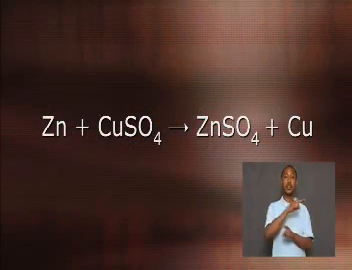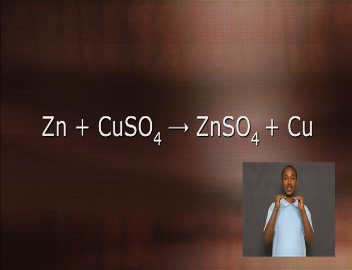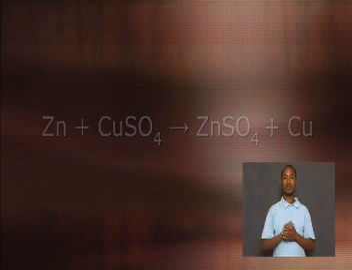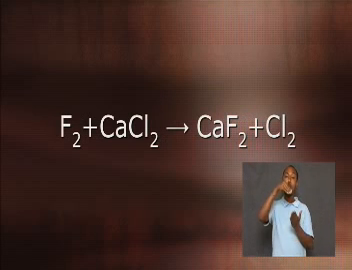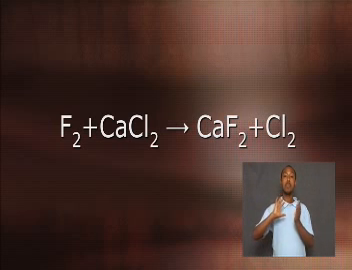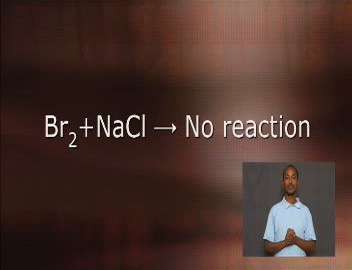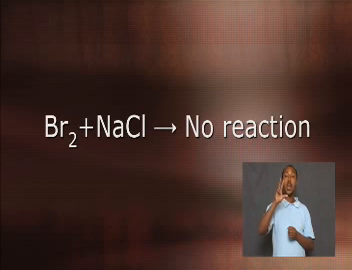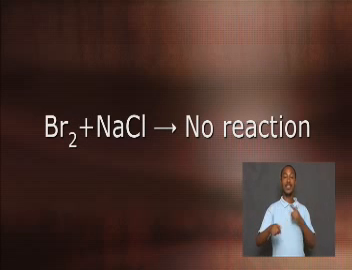You were correct to say that in the first equation, zinc would displace copper and become zinc sulfate plus copper. You were also correct to say that in the second equation, fluorine would displace chlorine and become calcium fluoride plus chlorine. If you said that there would be no reaction with bromine and sodium chloride in the third equation, you are correct.